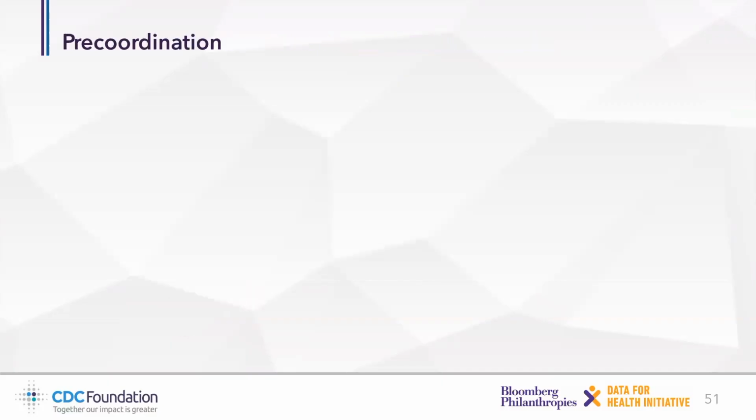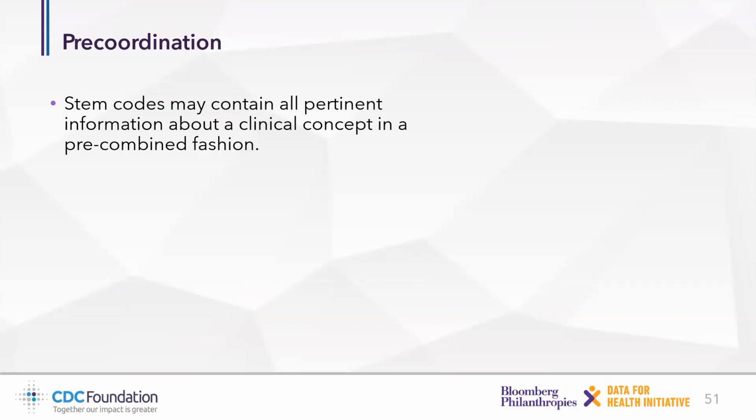What do we mean by pre-coordination? Stem codes may contain all pertinent information about a clinical concept in a pre-combined fashion. Any information embedded within a stem code is pre-combined. All clinical concepts, all information are available in a pre-combined fashion, and this is referred to as pre-coordination. Already the clinical concept is combined together.